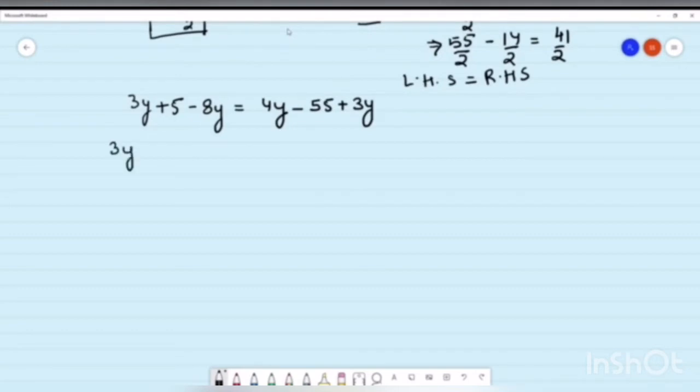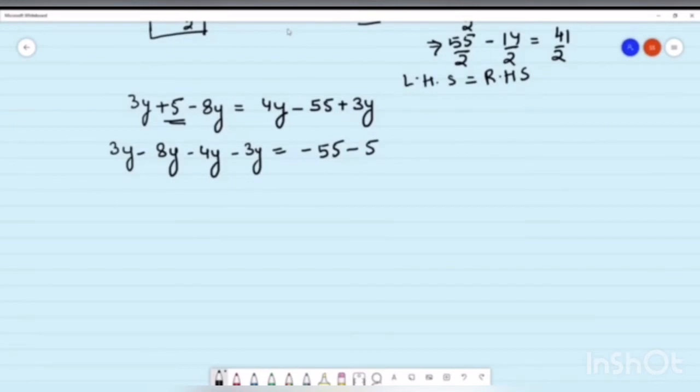3y minus 8y. What is there on the left hand side? We have first written them, and then we will bring from the right hand side. This is 4y, positive 4y. We will make it negative 4y on this side. This is plus 3y, this will be minus 3y, is equal to minus 55 and here minus 5. Because it is positive on this side, it will become negative on the other side.